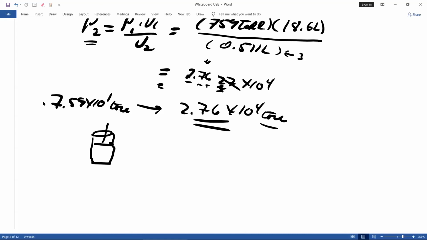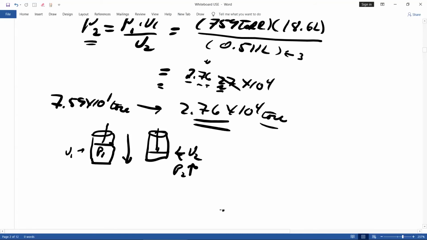Initially, you had here P1. Now the plunger is going to go down to a lower volume, because right now we're at V1. Right now we're at V2, and the pressure P2 has gone way up. What happened? You've compressed the gas. By pushing it together, the pressure has gone way up.